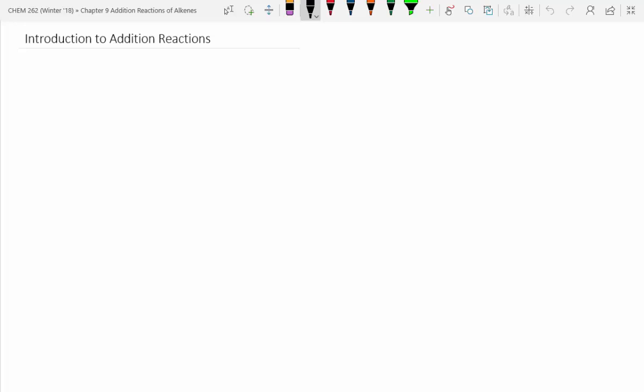All right, so last term we finished up talking about substitution and elimination reactions. This term we're starting the chapter off by essentially doing the reverse of an elimination reaction, and this is known as an addition reaction. So an addition reaction is essentially an elimination reaction in reverse.